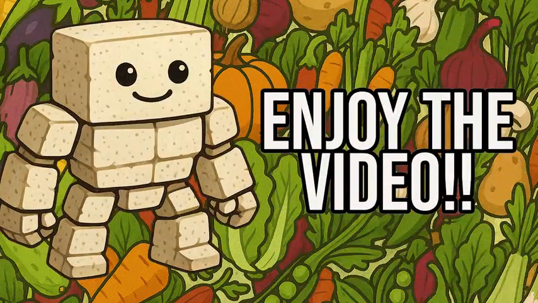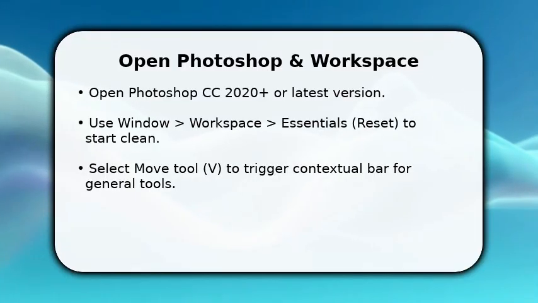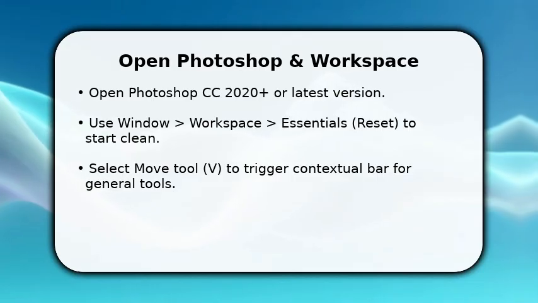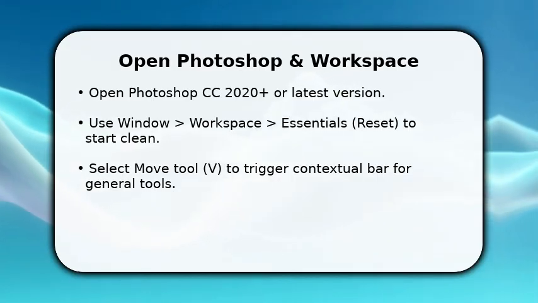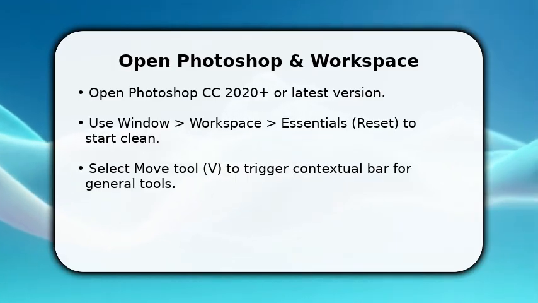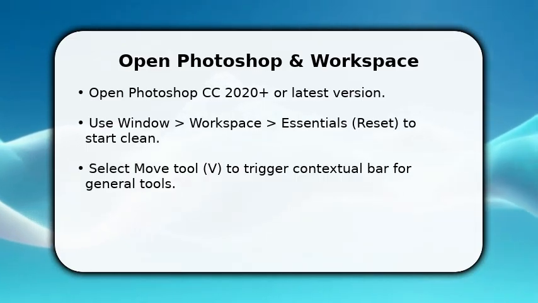Please enjoy the video. You'll start inside Photoshop with a clean workspace. Open your file, then choose Window, Workspace, Essentials, and Reset to remove hidden panels. Once done, select the Move tool, V, because Photoshop shows its contextual controls only when a tool is active. This is the first actionable step.